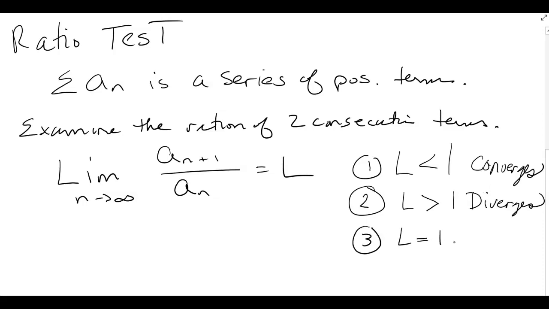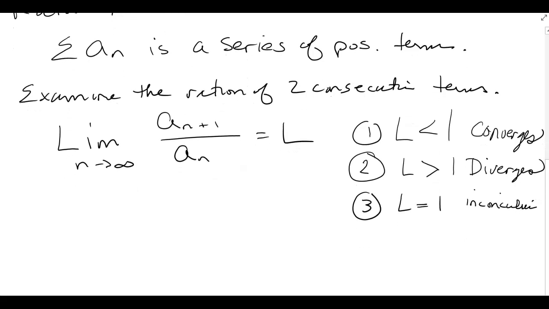If your limit equals 1, the ratio test is inconclusive. If you try a ratio test and the limit equals 1, that means another test could be applied to that particular problem; this one is not going to work. So let's just take a look at one. Again, less than 1 converges, greater than 1 diverges, and inconclusive if it equals 1.